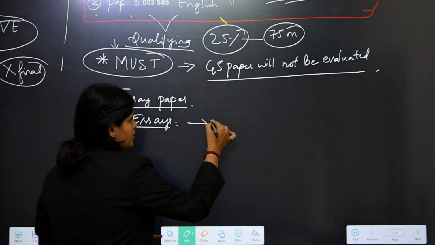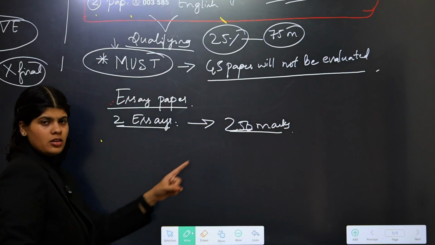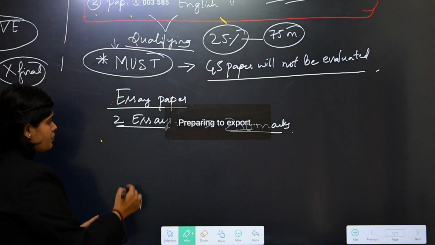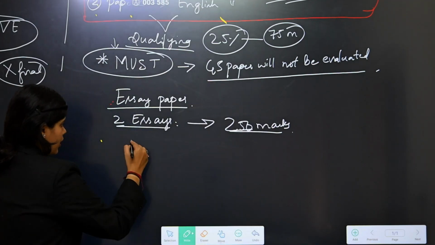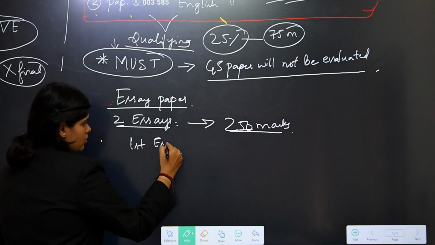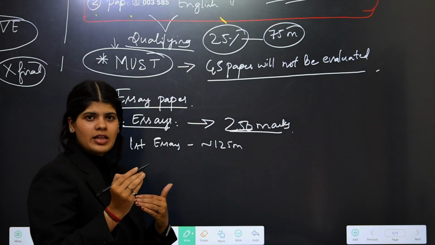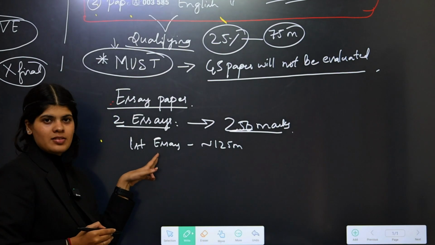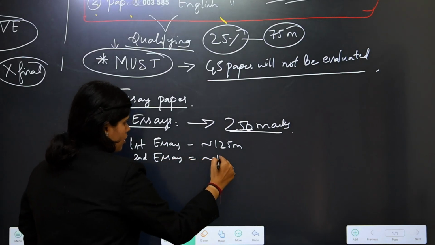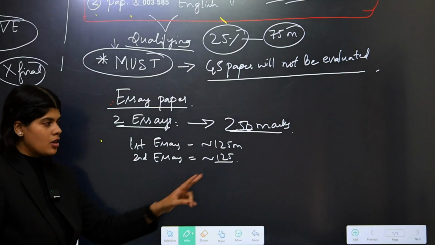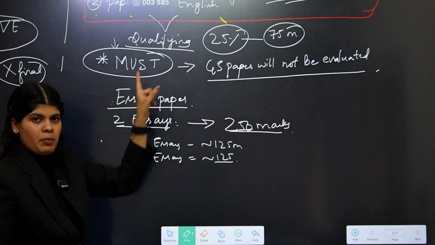And what are the marks for these 2 essays? 250 marks. Okay, 250 marks for 2 essays. So your first essay, approximately 125 marks. There is no particular marks given to the essays, but it can be approximately 125 marks for the first essay. Second essay, 125 marks. So 250 marks for your essay after you qualify paper 1 and paper 2.